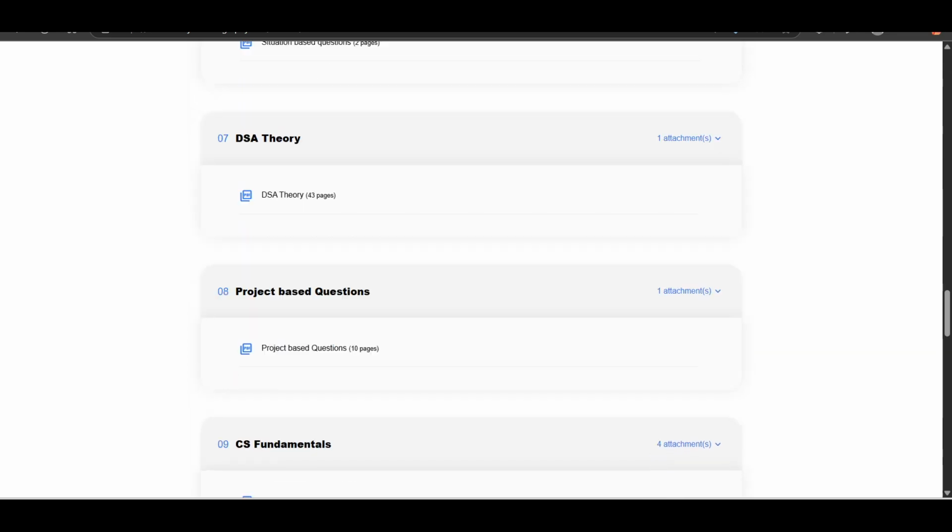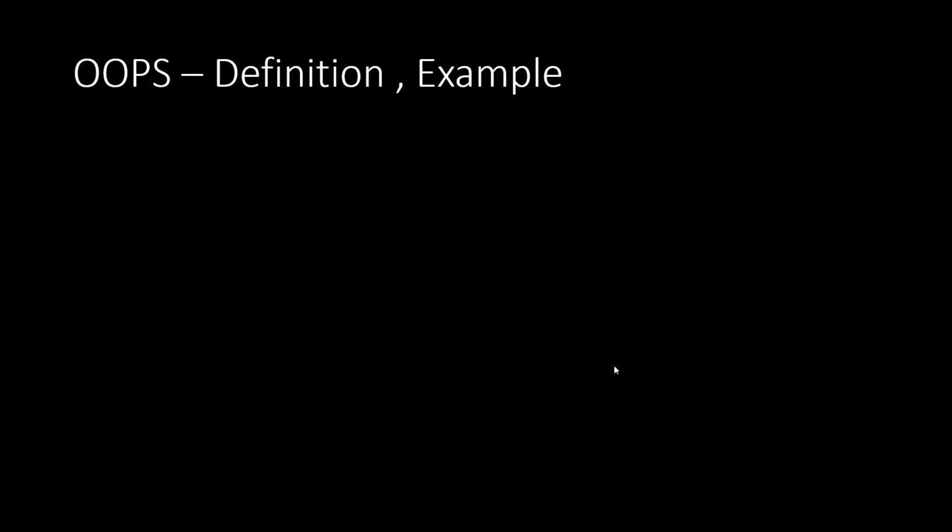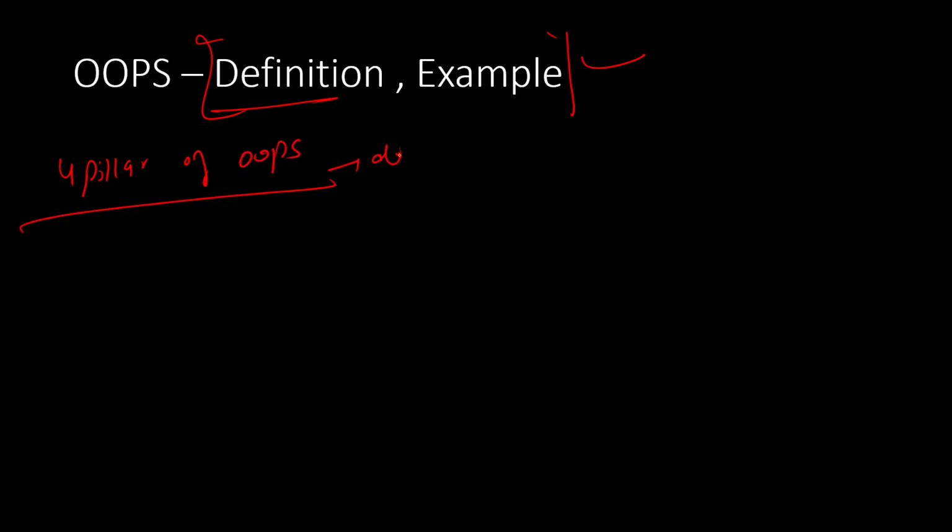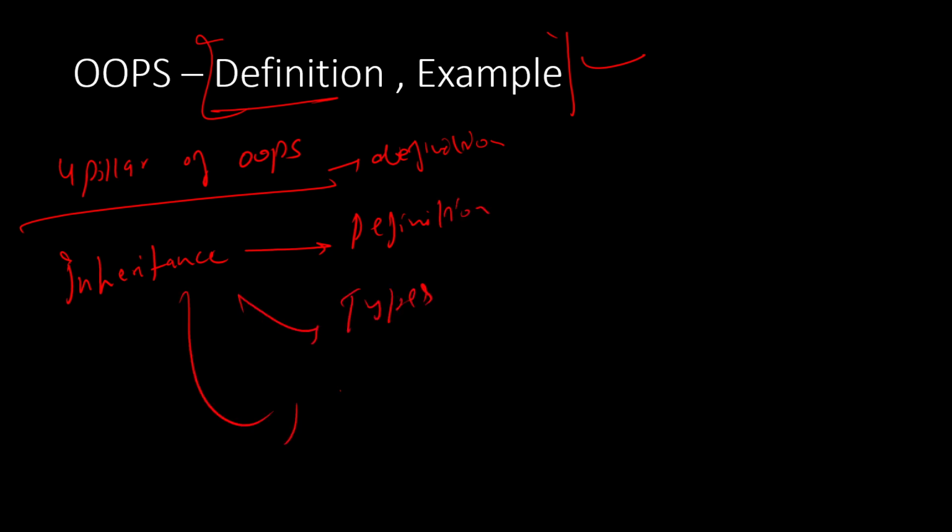Now coming back to our preparation part, then we have OOPs. So in OOPs, what you need to prepare is, one is definition, second is example. These two things you need to prepare. Definition means all the concepts of OOPs, right? We know there are a total of four pillars of OOPs. You need to prepare the definitions. And for each and every concept, the example. Let's take inheritance. What you need to do is prepare the definition of inheritance, whatever the theory part is, prepare the types of it, prepare the examples of it.